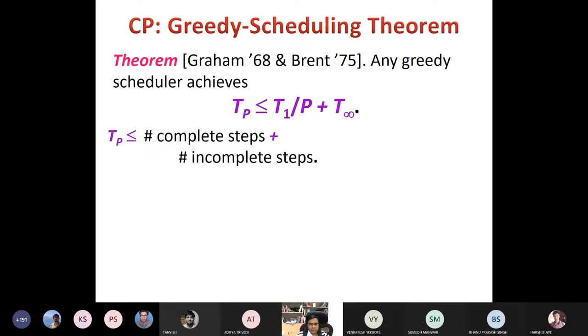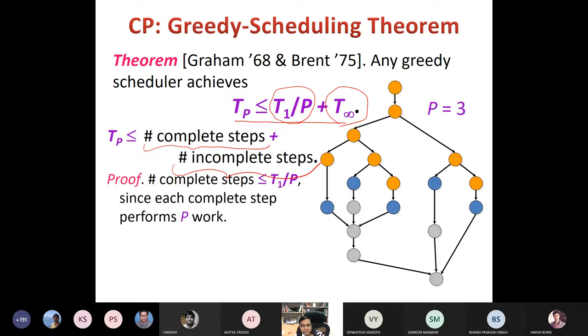In general, consider any greedy scheduler. A greedy scheduler means whenever a processor is free and a ready task is available, it schedules it. A ready task means all its predecessors have already executed. So for a greedy schedule, we can say that T_P is less than or equal to T1 by P plus T infinity. What I am trying to say is there is a total number of complete steps and incomplete steps. Let me explain what complete and incomplete are. Are you able to see the diagram? Suppose you have already finished the brown part, and these many things are still ready tasks.